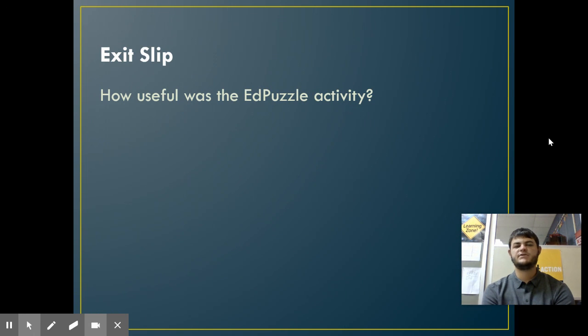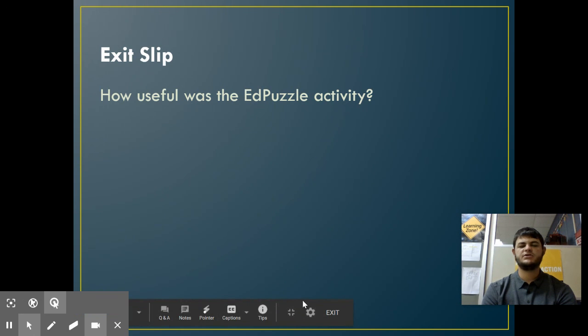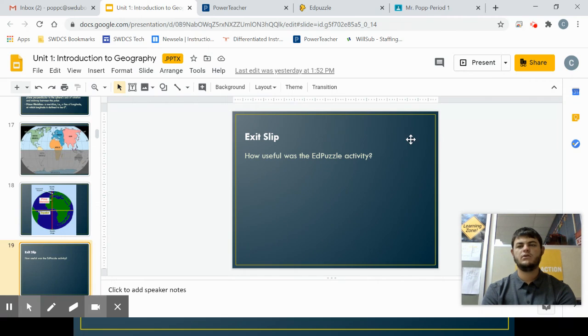Then your exit slip for today is how useful was the Edpuzzle activity. So essentially, just how much did it help you learn more about the 5 themes of geography.